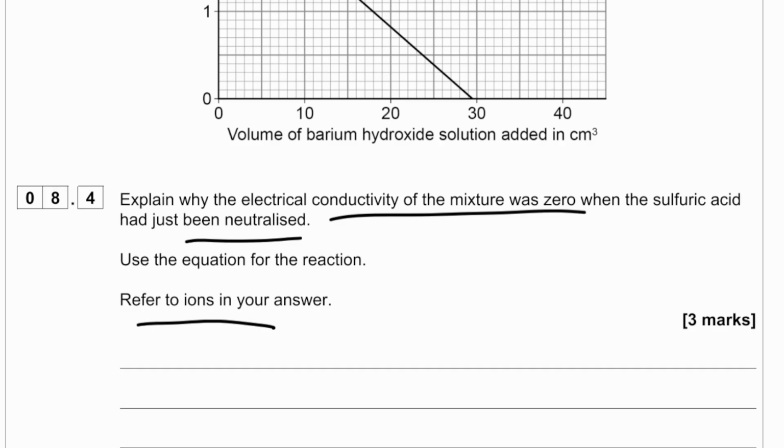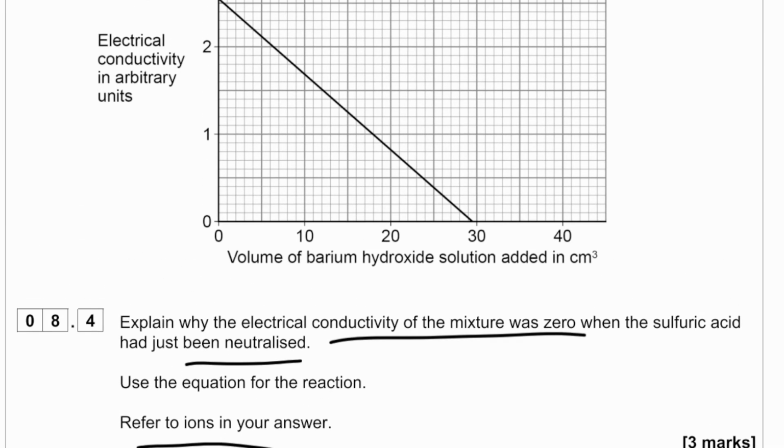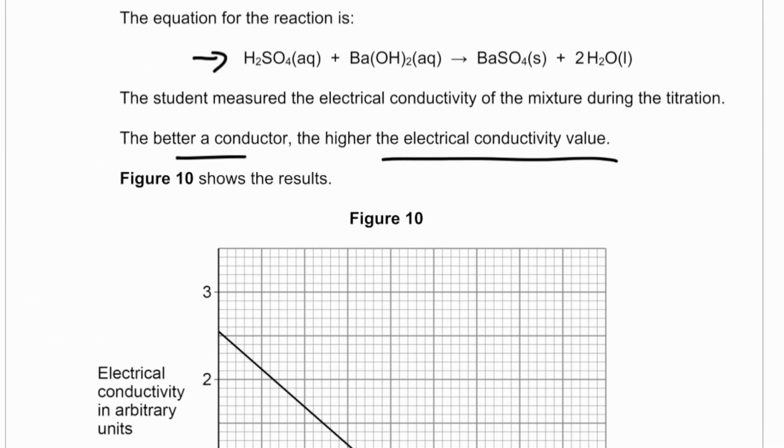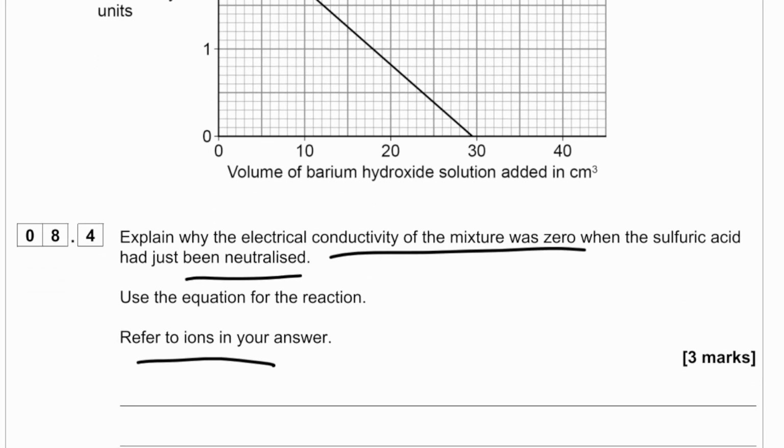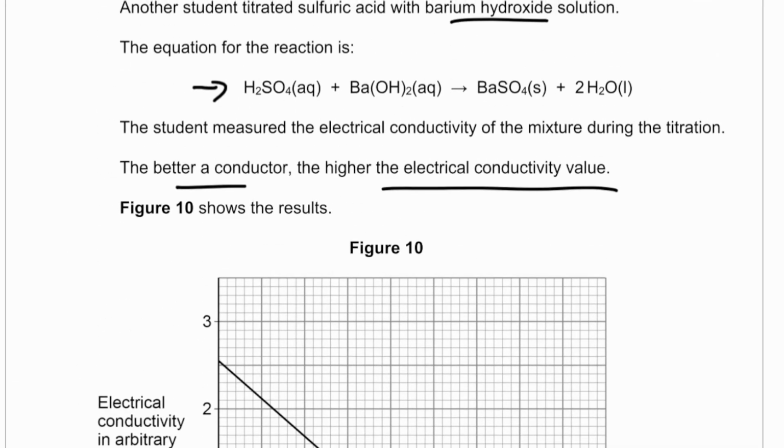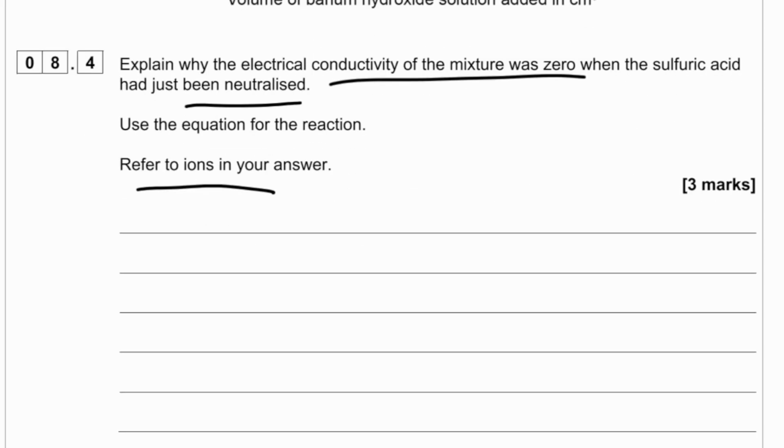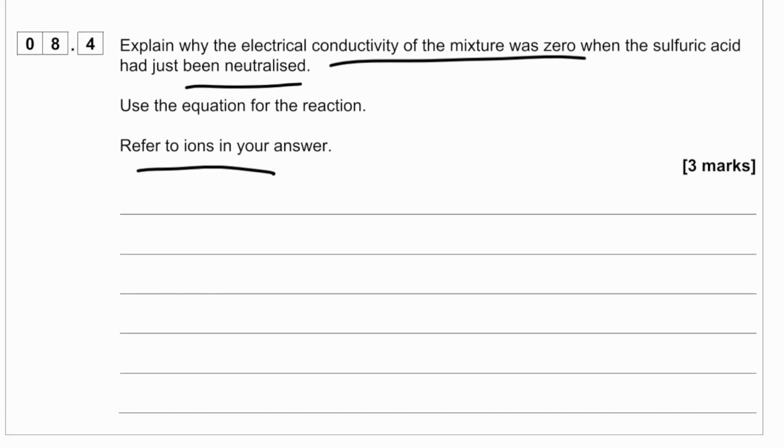So again, we're given a clue as to the answer. When you have a mixture like this, what you'll notice is that this is an aqueous solution of ions. Now, when you have a solution like that, essentially the things that carry the charge are the ions. Now, what happens when you neutralize something? Well, in this case, when you neutralize it, you actually remove the ions from the solution. So what we can say is there's no ions free to move. The ions have reacted, so there's no ions free to move and therefore carry the charge.